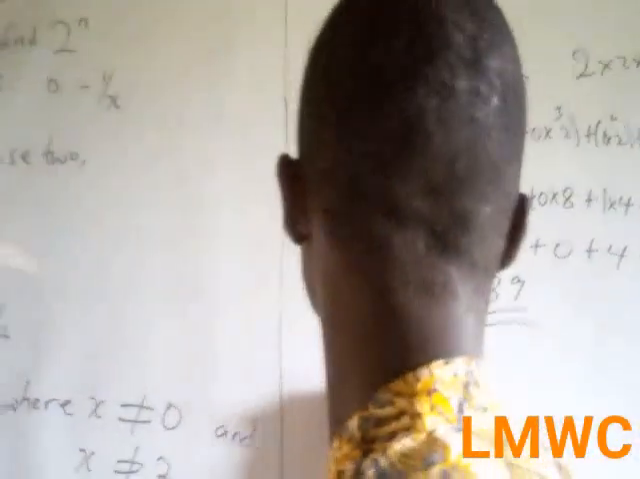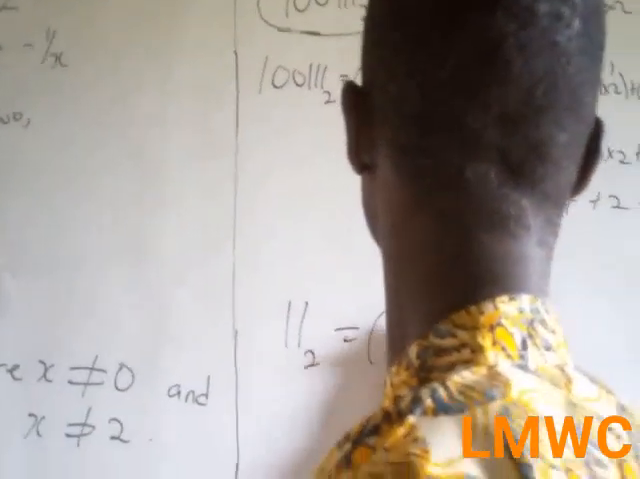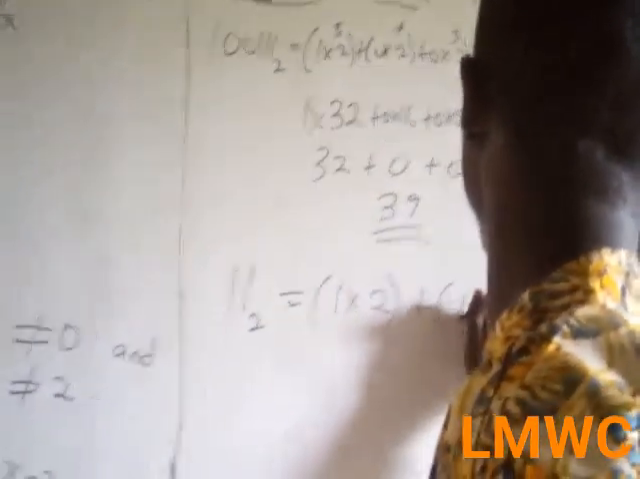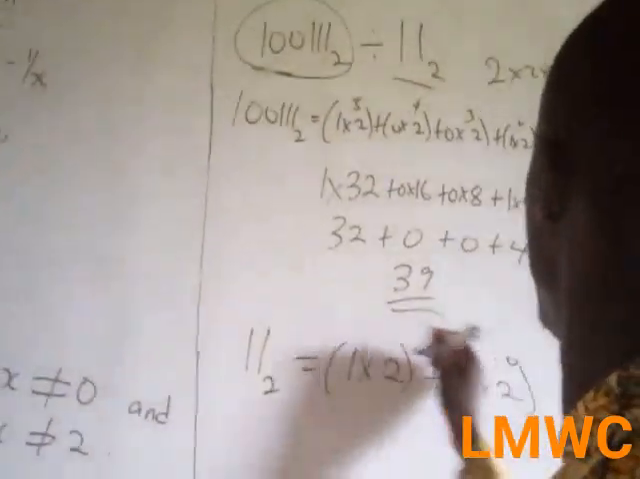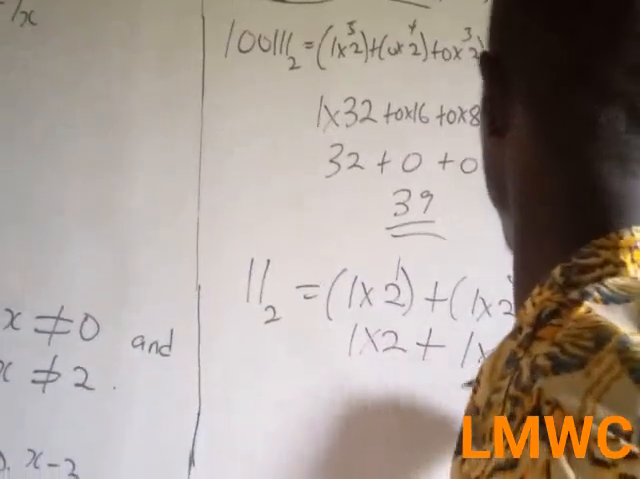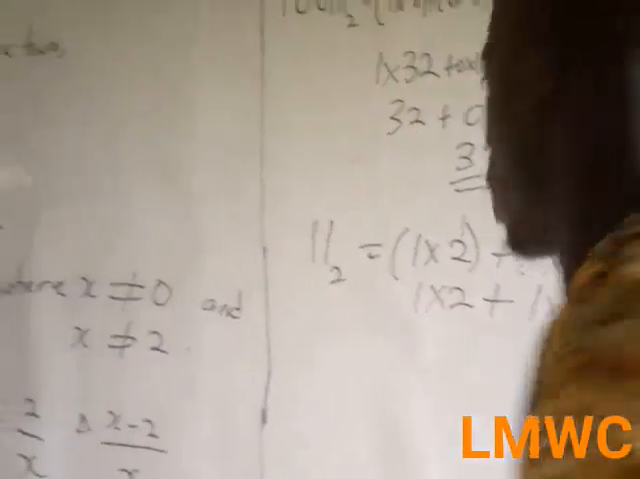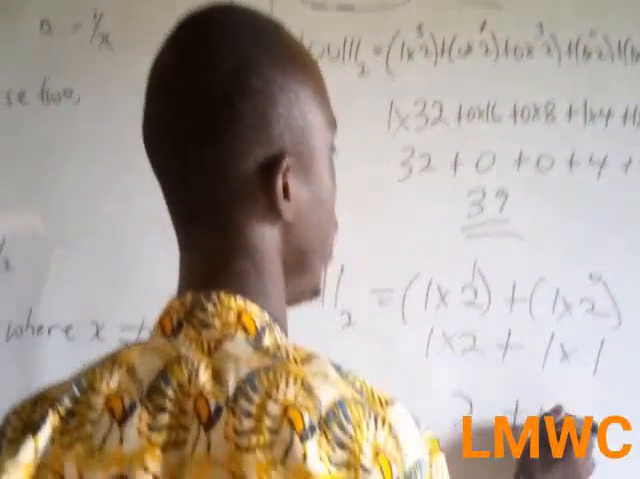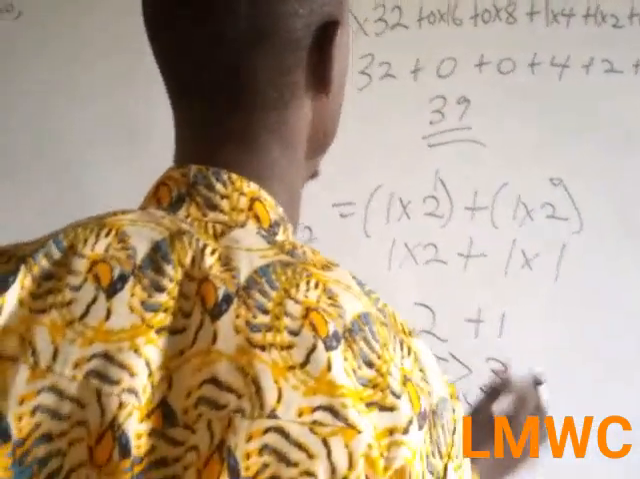Let's change this 12 to base 10. 1 times 2 to the power 1 plus 1 times 2 to the power 0. Any number raised to the power 0 is 1. So 2 plus 1, we have 3. So now you substitute.